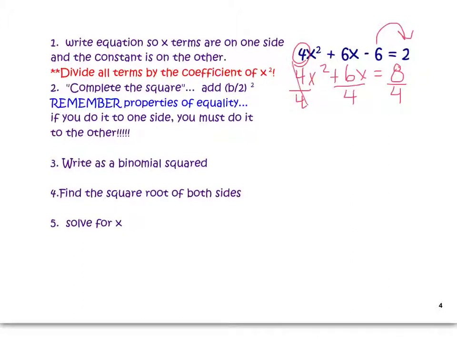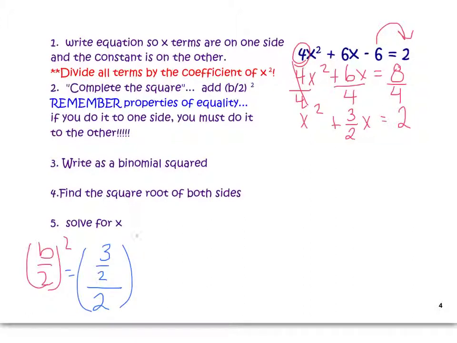So those two will cancel to give me just a plain old x squared. Plus 6 over 4 is the same as 3 over 2 x equals 8 divided by 4, 2. Now at this point we can complete the square and add that b over 2 squared. That gives me a b of 3 over 2 divided by 2, squared.